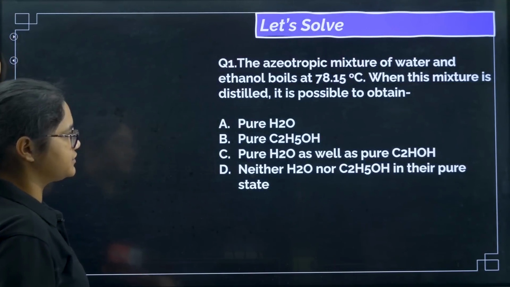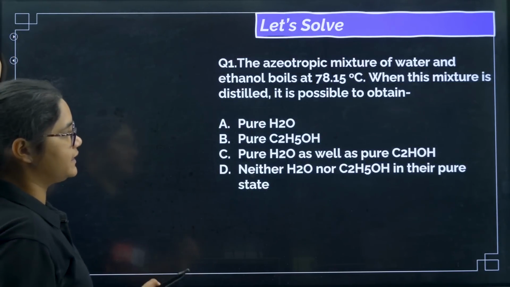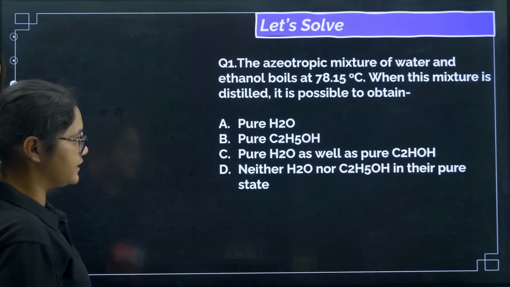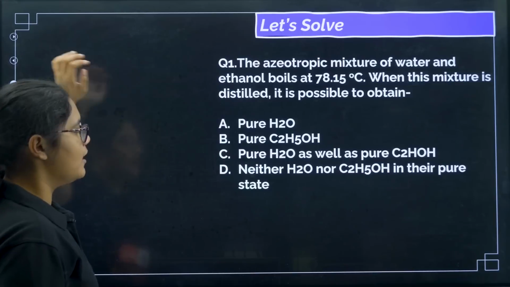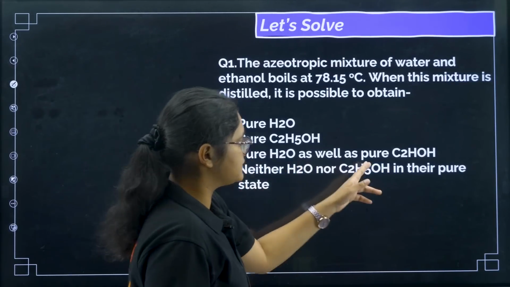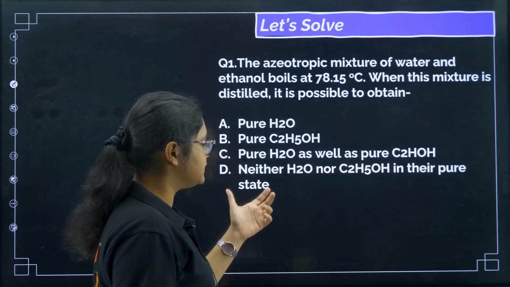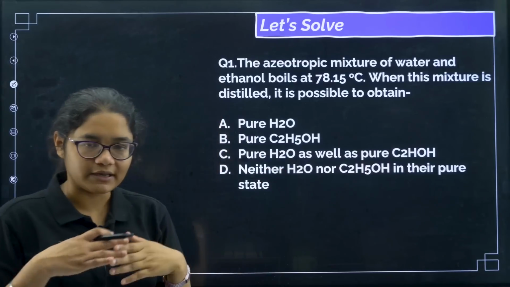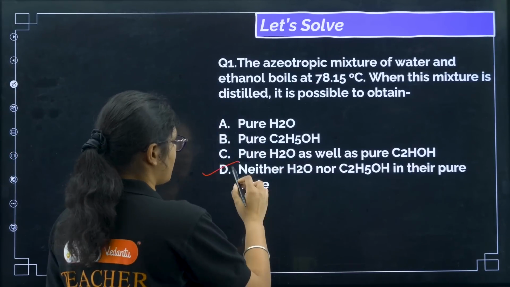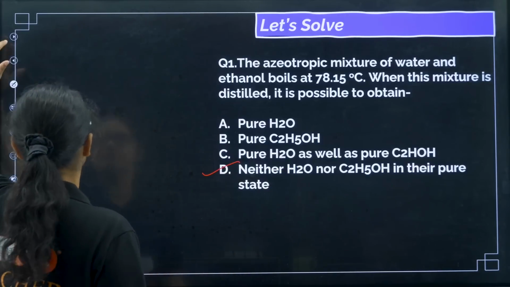The azeotropic mixture of water and ethanol boils at 78.15 degrees Celsius. When this mixture is distilled, it is possible to obtain pure H2O, pure C2H5OH, pure H2O as well as pure C2H5OH, or neither of them. So you see now they are boiling at the same temperature, right? You cannot separate them. So it is not possible to obtain either of them in the pure form.